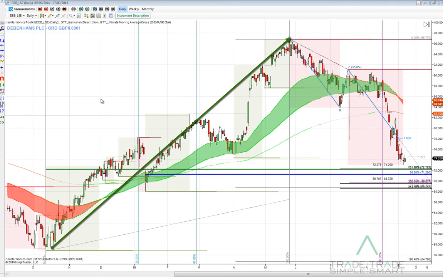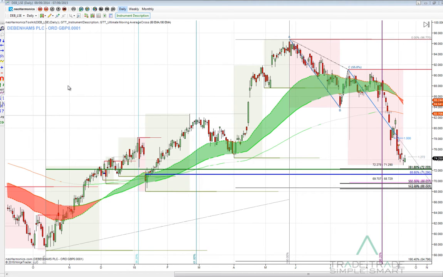As usual, the correction has taken the form of an AB equals CD correction. So what we're going to be looking to do is identify some Fibonacci price points where we expect prices to terminate. We'll then be looking for some kind of entry trigger into the trade, and then we'll be looking to buy into Debenhams and ride the trend back to the upside.